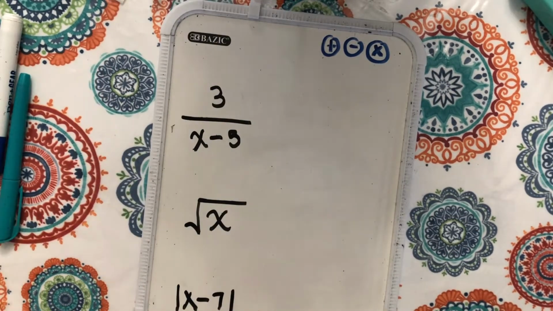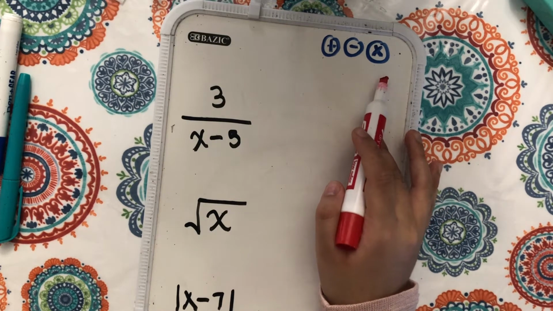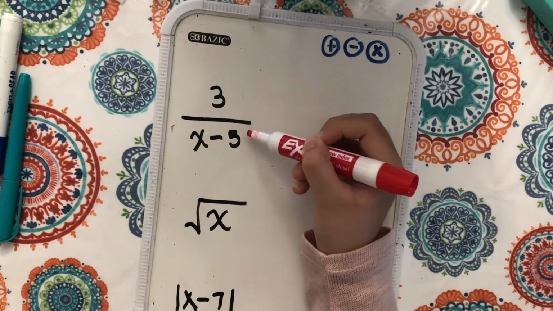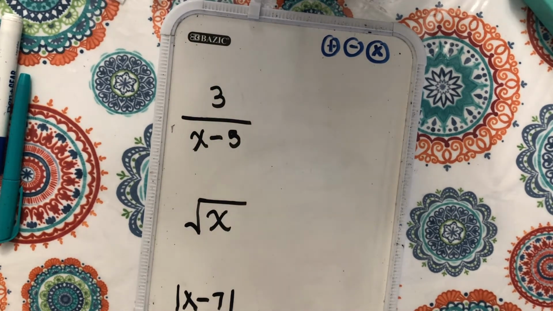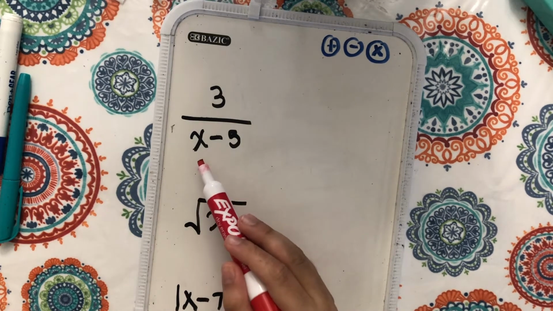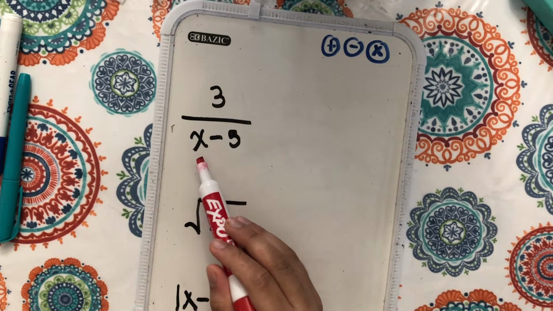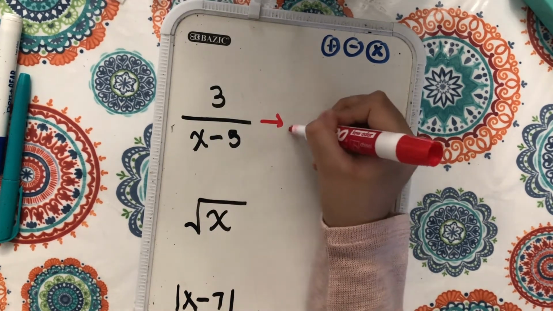Now we're going to look at some more examples and see whether these are polynomials. So once again, polynomials only involve addition, subtraction, and multiplication of their variables. So in this first example, we have 3 divided by x minus 5. Well, we have here a variable that is being divided by. And like we said before, variables cannot be divided by. So therefore, this is not a polynomial.